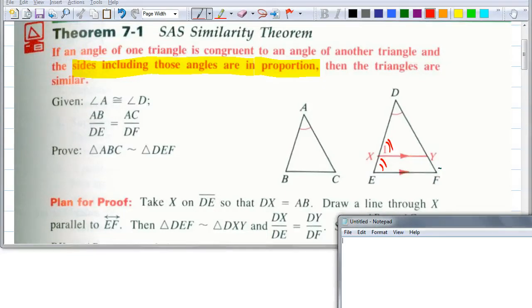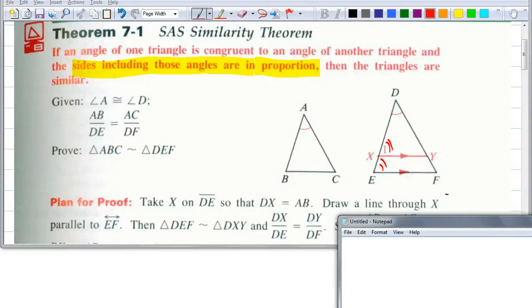Okay, so that's great, but that's not what we wanted to prove, right? What do we want to prove? If angle A and angle D are congruent, and if AB over DE is equal to AC over DF, the two triangles are similar. That's what we want to show. So what should we do next? Jack? You could somehow say some side is in proportion from one triangle.